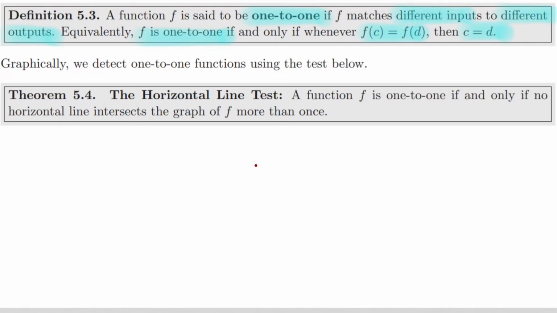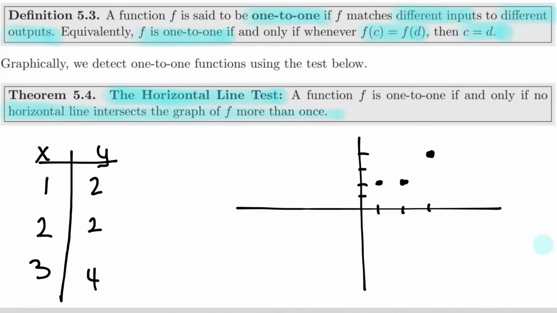Now, the other way is we can detect one-to-one functions using the horizontal line test. A function f is one-to-one if and only if no horizontal line intersects the graph in more than one place. So let's look at three cases to understand the idea that a function is one-to-one if f matches different inputs to different outputs, and the idea that if the y's are equal, then the x's have to be equal to say that a function is one-to-one.